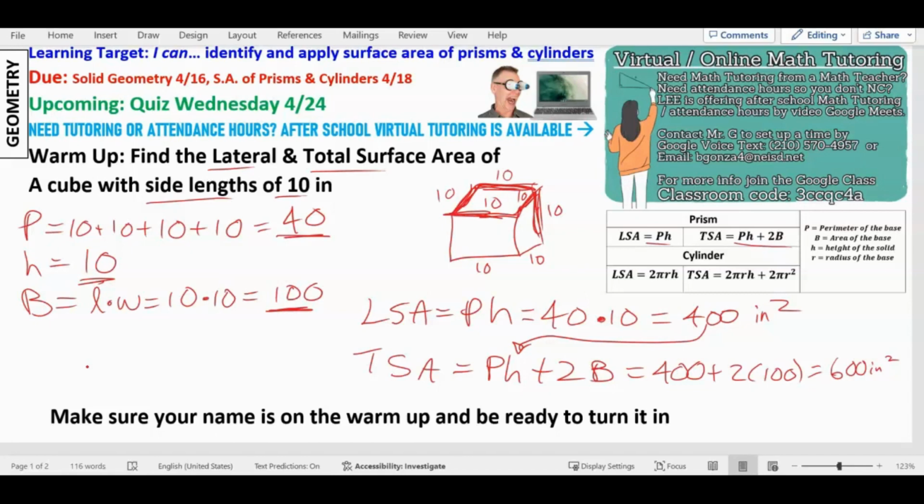We are doing surface area of pyramids and cones. My bad on the objective. Pyramids and cones is what it should say at the top.